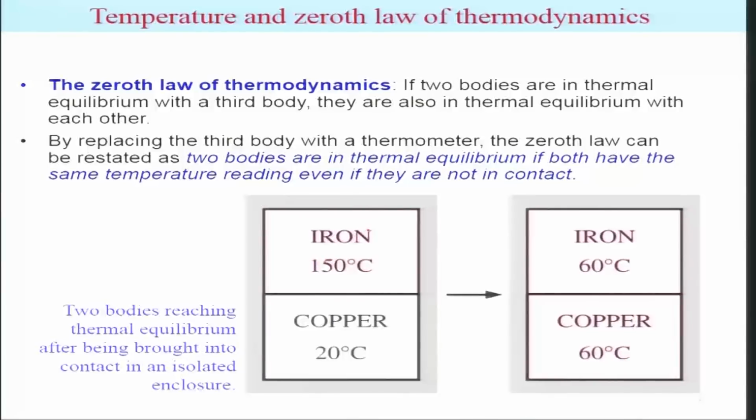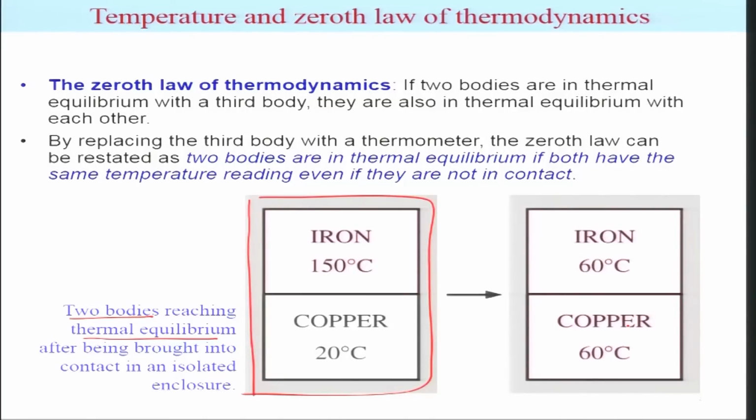So let's take an example. You have taken an iron object which is at 150 degrees Celsius, put it on top of a copper object which is at 20 degrees Celsius, and you have isolated it. This is isolated in some sense. After a while, you see that both reach a certain temperature. We call this the two bodies reaching thermal equilibrium. Same temperature stands for thermal equilibrium.